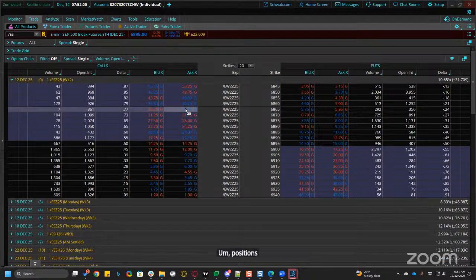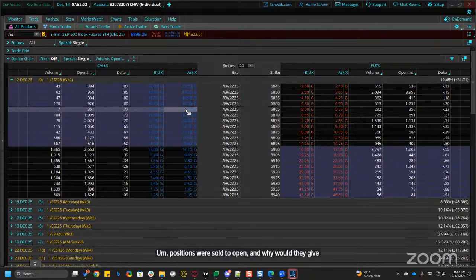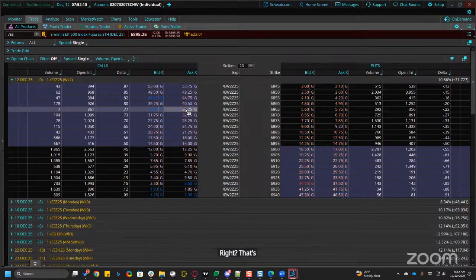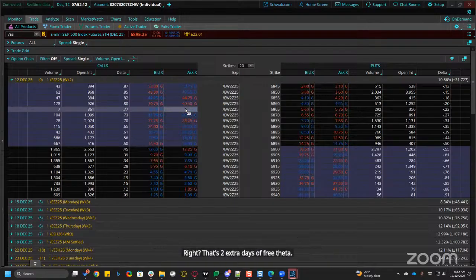I would be surprised if they started already now, since most of these positions were sold to open. And why would they give away the weekend? It's free theta. They could start the roll on Monday. Why not roll Monday rather than on Friday the week before? Right? That's 2 extra days of free theta. They certainly could. They could, right?